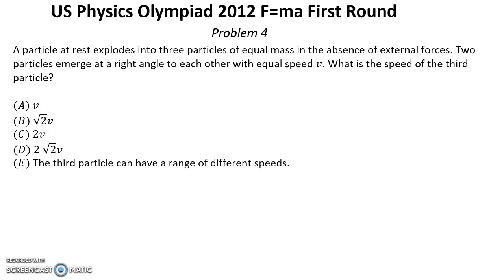Solution. Here we can use momentum conservation, which is initially equal to 0 and finally must be equal to 0. So it means that the momentum for the first two particles is m multiplied by square root 2 v, and it must be equal to the momentum of the third particle in the opposite direction, which is m v prime. So from here we can find that v prime equals square root 2 v, which is answer B.